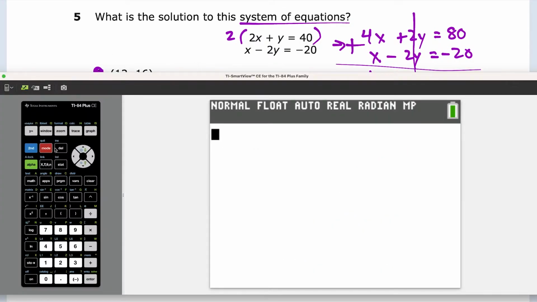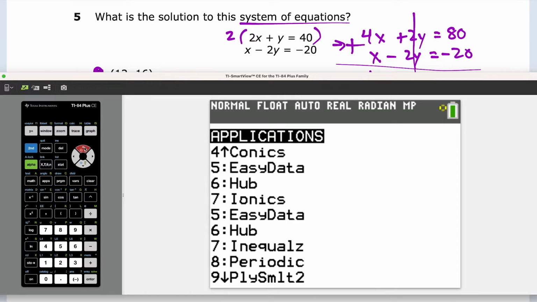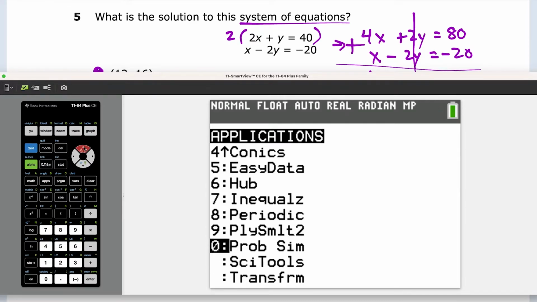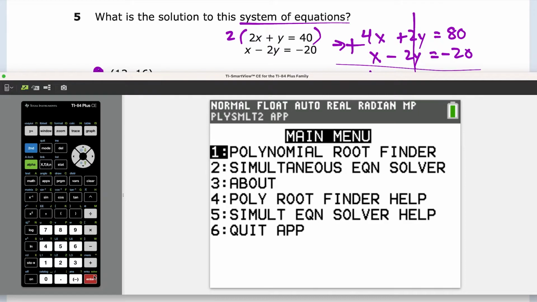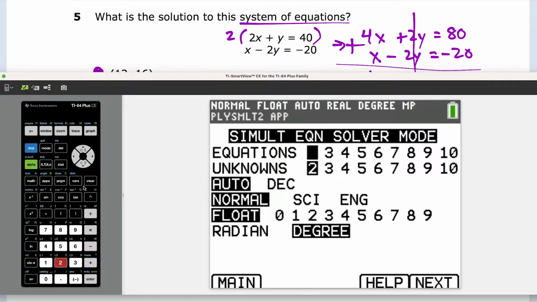Now, if you have a TI 84 Plus CE, another thing you could do, and this should be illegal because it's so easy, is go to number 9 here, polynomial simultaneous, and it has a little 2 after it like this. So we're going to go to this one, and we're going to do a simultaneous equation solver. That's a fancy way of saying system of equations. And we're going to do it 2 by 2. We have 2 equations and 2 unknown variables.